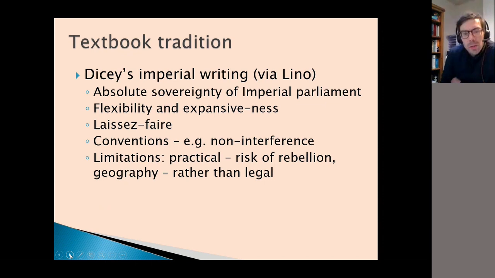As well as some of the limitations on central power being practical and geographical rather than legal. So the risk of rebellion, and the fact that places were so far away, and it was difficult to run the empire centrally. So that influenced both the way the empire had to be governed, but also the development of the constitution, and how it's written about in an ongoing and influential way.